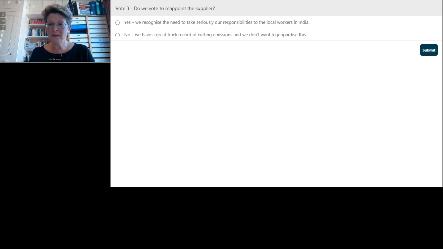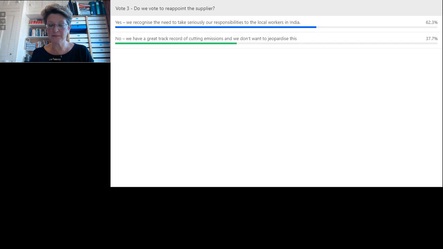Right. I think I'm going to reveal the answers. Let's have a look. Okay, so over 60% of you do want to reappoint the supplier. So you're going to prioritise those wider responsibilities relative to just under 40% of you who focused really on getting the emissions down as quickly as possible.